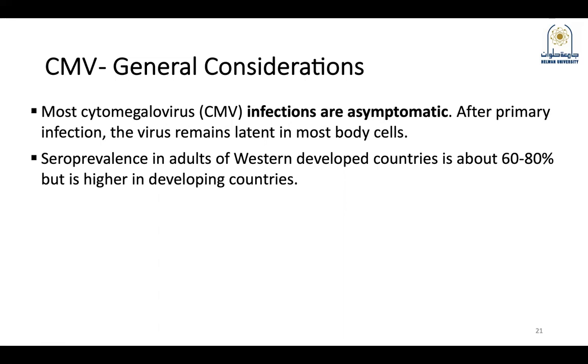The seroconversion in adults of Western developed countries ranges between 60 to 80%, but this seroprevalence is higher in developing countries like Egypt. It might exceed 95% of our population, who could have the serum markers of cytomegalovirus in their serum.